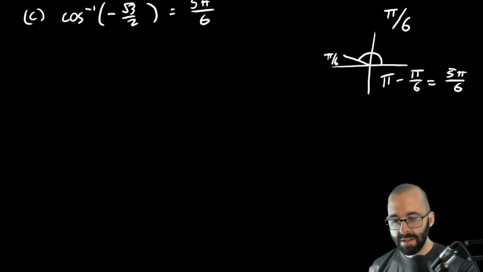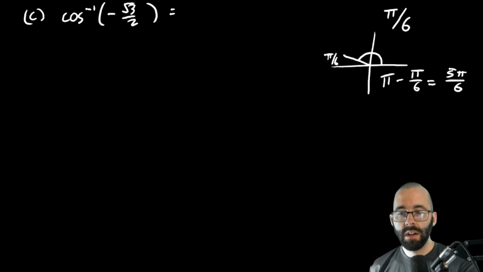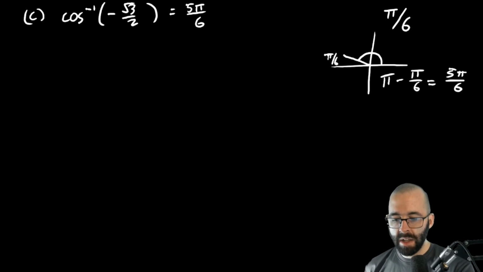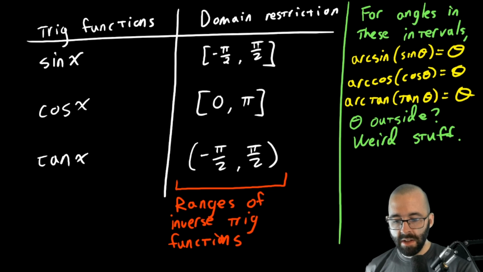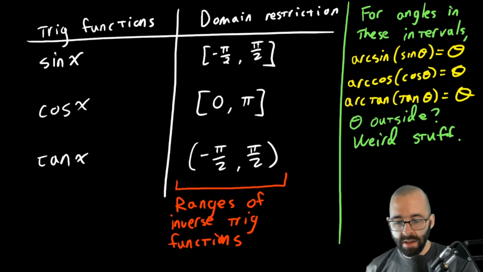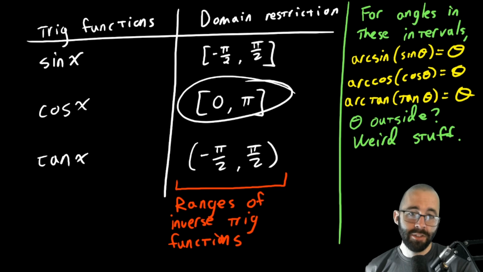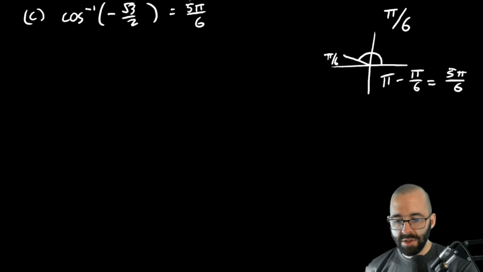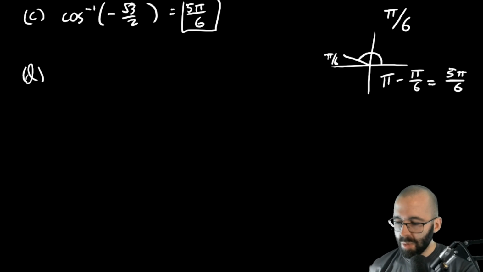All right, so this is the angle that gives us a negative ratio of negative root 3 over 2. And again, 5 pi over 6, that's not in this interval. That's more than pi over 2, but don't worry. We're looking at the range of arc cosine. The range of inverse cosine is the domain of cosine, and 5 pi over 6 is in this interval, so we're okay. And that should be our answer.